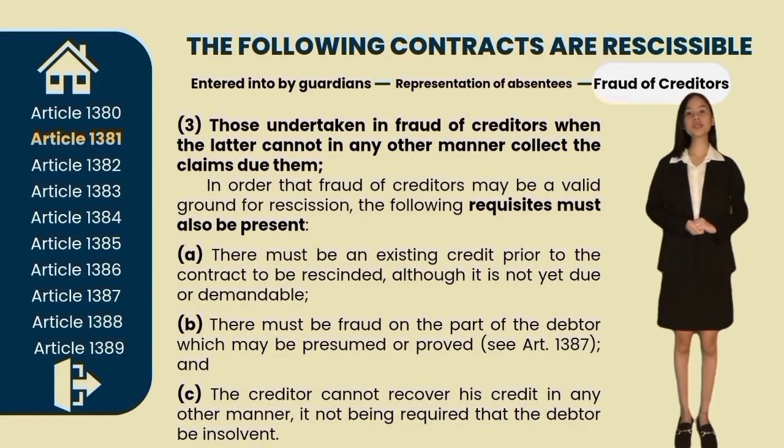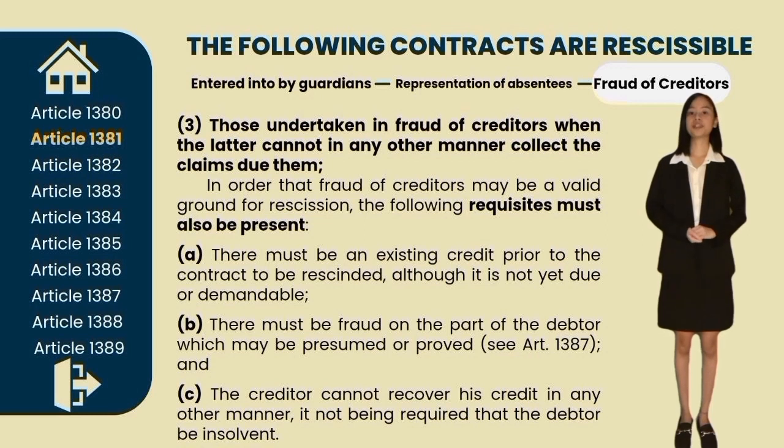The third case of rescissible contracts are contracts undertaken in fraud of creditors. To help you understand more, I'll give you an example. For instance, A is the creditor and B is the debtor. As a result, B owes A money. To prevent A from collecting B's debt, B will commit fraud such as selling all of his properties and declaring himself bankrupt. As a result, B will claim that he cannot pay A. In simple terms, the debtor defrauded the creditor.